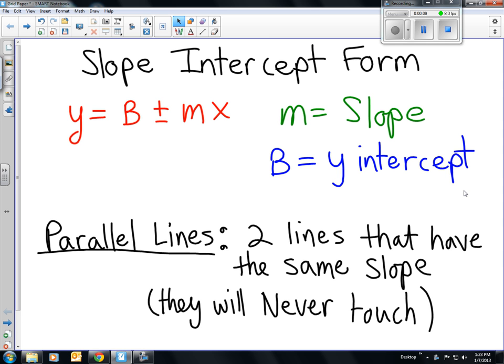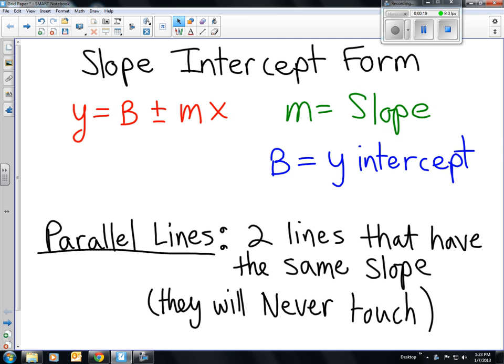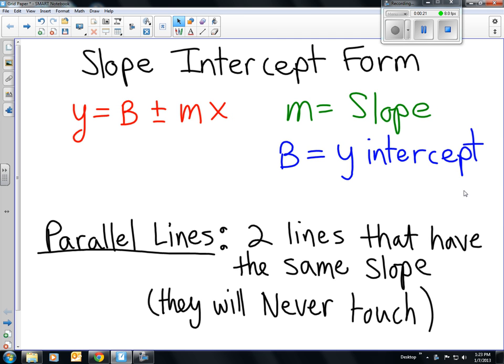To begin, we need to talk about the equations for lines. Slope-intercept form is y equals mx plus b. In that equation, m is the slope of the line and b is the y-intercept of the line. Parallel lines are two lines that have the same slope, or in other words, they will never touch each other. They'll just run right alongside each other forever.